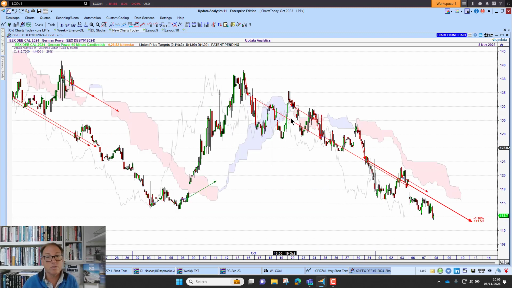And the same is true of German power. Look at the targets here. We can't ignore those either. So, you can run these targets on gas, on power, whatever markets you're trading. You want to be looking at the 60-minute charts, and if you're very short term, the 1-minute charts.